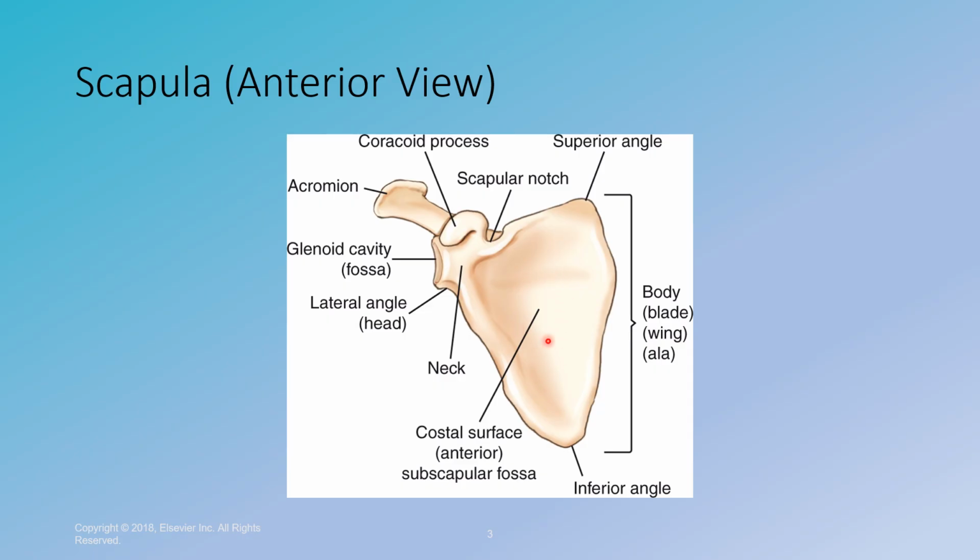If you're looking at this and this is an anterior view, then this is a right scapula. This would be the vertebral border, and then the right humeral head would sit in the glenoid cavity or the glenoid fossa.